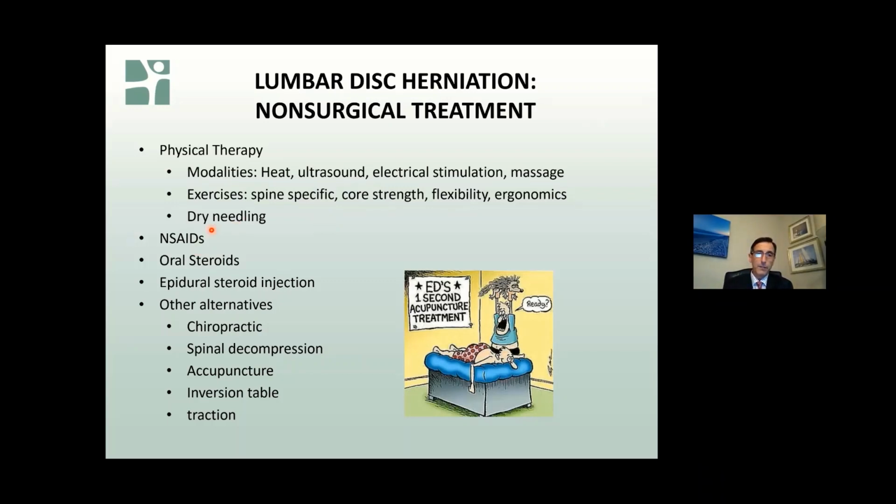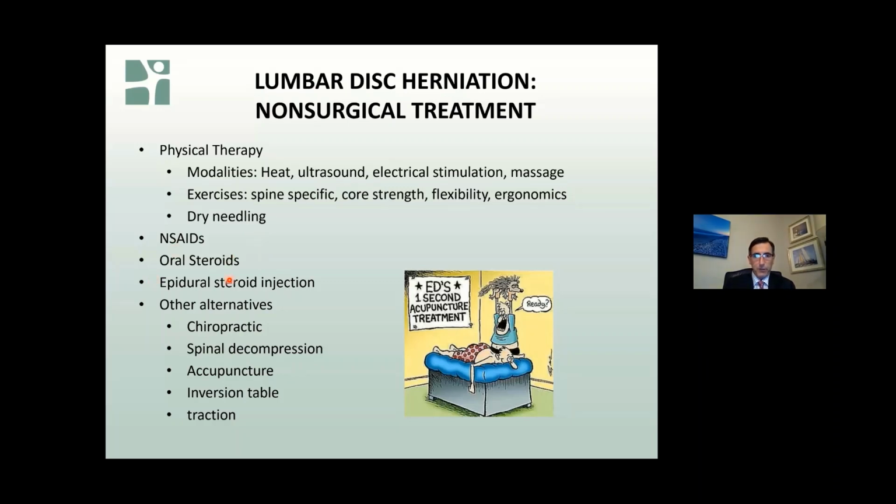NSAIDs are a mainstay of treatment, non-steroidal anti-inflammatory drugs, such as Advil, Aleve, and other prescription medications. And they do help with pain, and they work by reducing inflammation. I don't really consider them to be therapeutic in the sense that they're not fixing the problem, but they are, in some cases, effective for relieving pain associated with the condition.